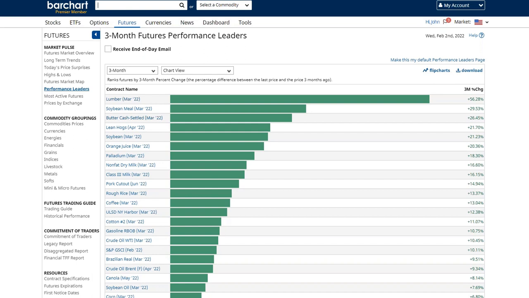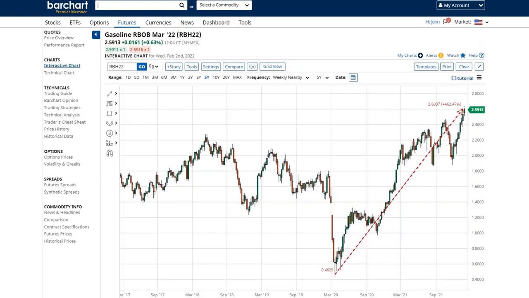Notice here on our 3 months futures performance page, we've got soybeans, butter, bacon, orange juice, milk, coffee, all of them have had double-digit gains. And just going to the gas pump, you can see that gasoline prices are at five-year highs, and the price of gasoline futures has risen nearly 500% since March of 2020.